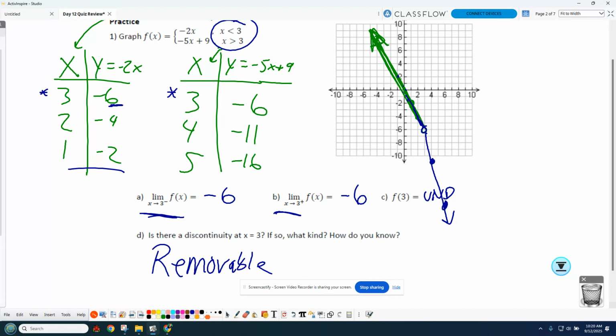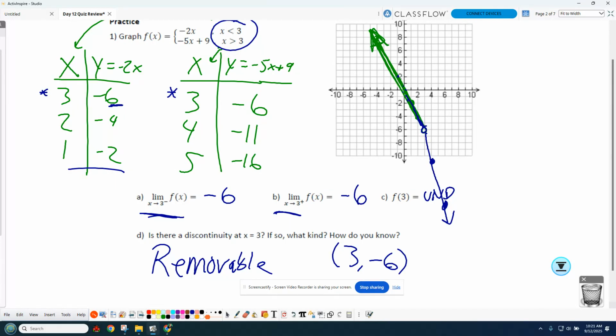If you could fix that removable discontinuity, what is the coordinate of the hole? 3 comma negative 6. How did you know that? Because it's where the hole is plotted. It's the one spot that's not defined there, and the x value of 3, with both things on either side, went to negative 6.